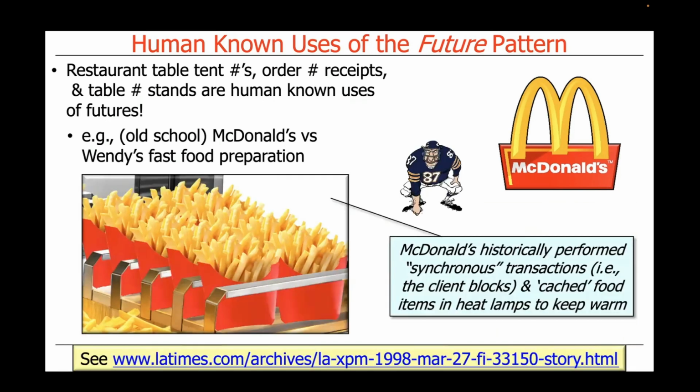So back in the day, this goes back a ways, McDonald's historically performed synchronous transactions. You would walk up to the cash register, you would place your order, you'd want some fries and a Big Mac and a diet soda or a Diet Coke or whatever, and you would then wait synchronously at that cash register. And the clerk who was serving you would often turn around and reach back into a cache of food that was kept warm with a heat lamp.